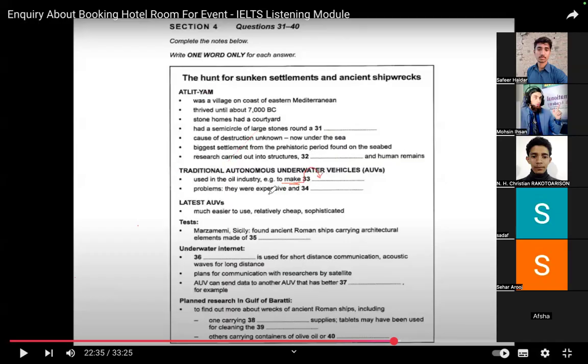To make, expensive, and another problem, made again, blank is used. What is used for short distance, small distance, little distance, minimum distance, right? Next, AUV can send data to another AUV that has better what? For example, that is better what? And then that has better something. There will be a quality, because that has better quality. That is better something. One carrying blank supplies.